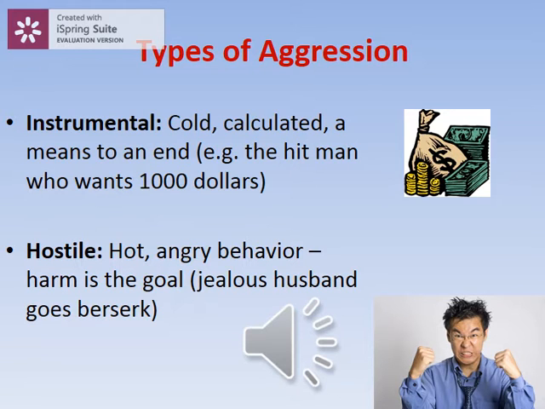Researchers sometimes also distinguish between instrumental aggression, which involves cold and calculated behavior, aggression as a means to an end. Think of the hitman who kills for £1,000. And hostile aggression, which involves hot and angry behavior. Harm is the goal. Think of the jealous husband who goes berserk.